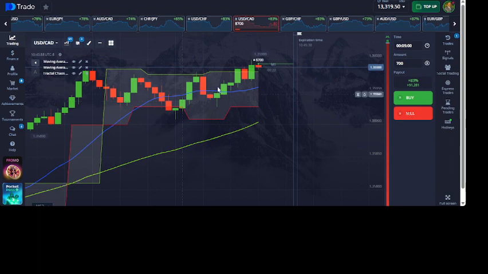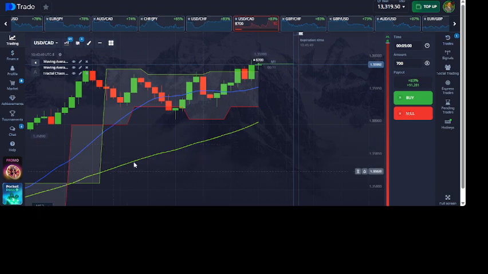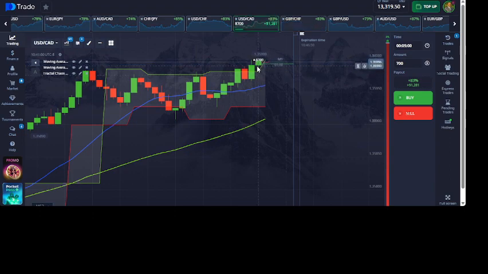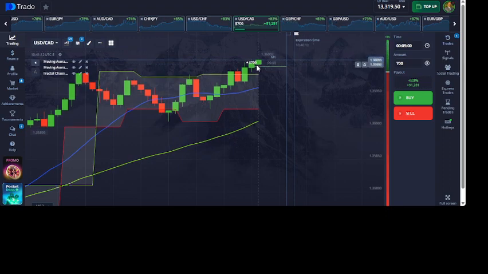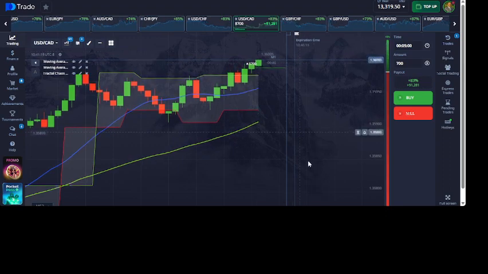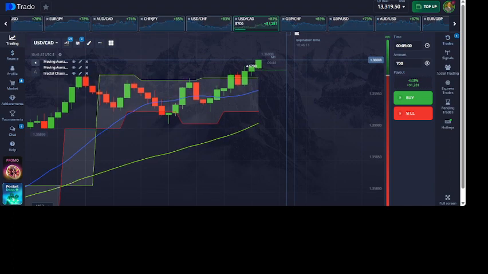Secondly, the 20 SMA and the 50 SMA are both sloping in an upward direction here. The 20 SMA line is the blue line. The green line here is the 50 SMA. So we want to trade with the trend here. And I took a 5 minute trade, which allows the trend to play out over the 5 minutes. So what I'm going to do is pause the video and wait for about 30 seconds left in the trade and check the results of the trade.